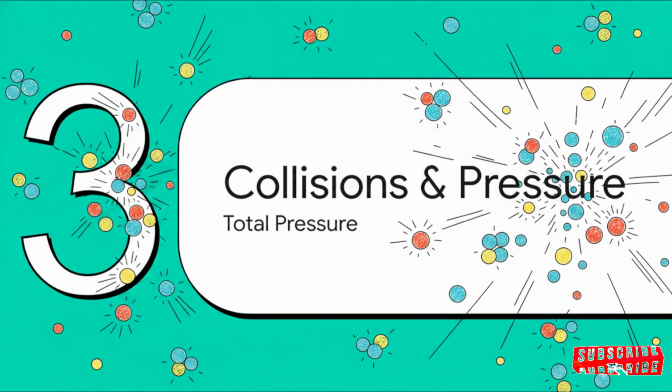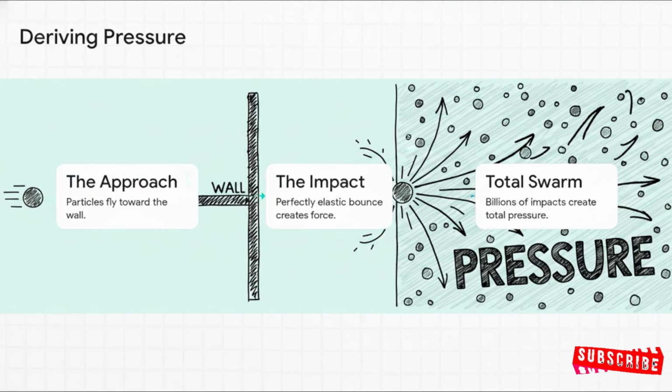Section 3. Collisions create total pressure. Okay, get ready for your second core mantra for today's explainer. Pressure is just collisions. Forget everything else you might have heard about pressure. It's simply the combined feeling of 1,000,000,000 tiny microscopic slaps against a surface. Let's break down how this actually works into 3 simple steps.